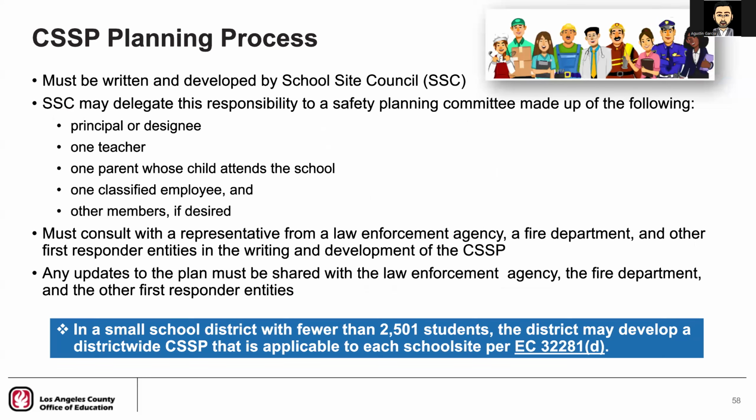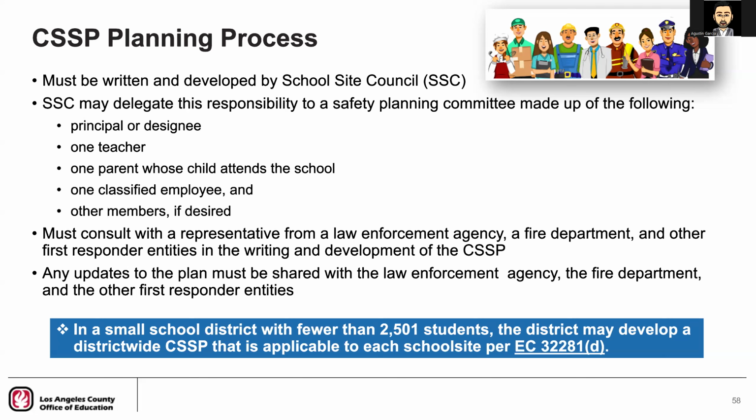Per Education Code, the Comprehensive School Safety Plan must be written and developed by the School Site Council. However, the School Site Council has the option to delegate this responsibility to a school safety planning committee that meets the composition requirements specified in Ed Code, which includes the principal or his or her designee, one teacher who's a representative of the certificated employee organization, one parent whose child attends the school, one classified employee who is a representative of the classified employees. And if the school doesn't have a School Site Council, then this responsibility will also be fulfilled by a school safety planning committee made up of the members just noted.